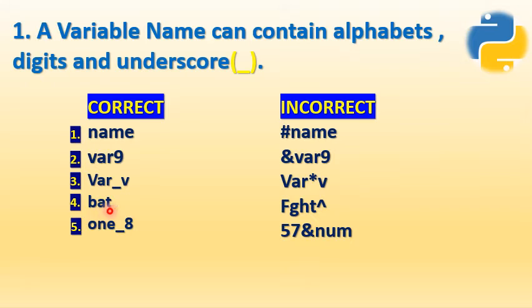In my fourth example, I used abc. All three are alphabets, so it is acceptable. Then in the incorrect one, I used F, G, H, T and then this arrow. It is a special character, that's why it is incorrect. In the fifth example, I used a1_8. Here my alphabet, underscore and digit, all three are there according to the rules, so it is also correct. But here I used 57&num. My ampersand is a special character, that's why it is incorrect, because a variable name cannot include a special character.